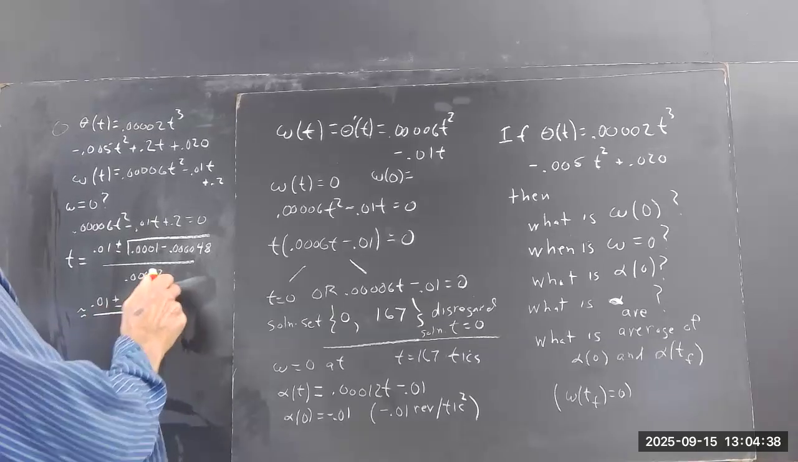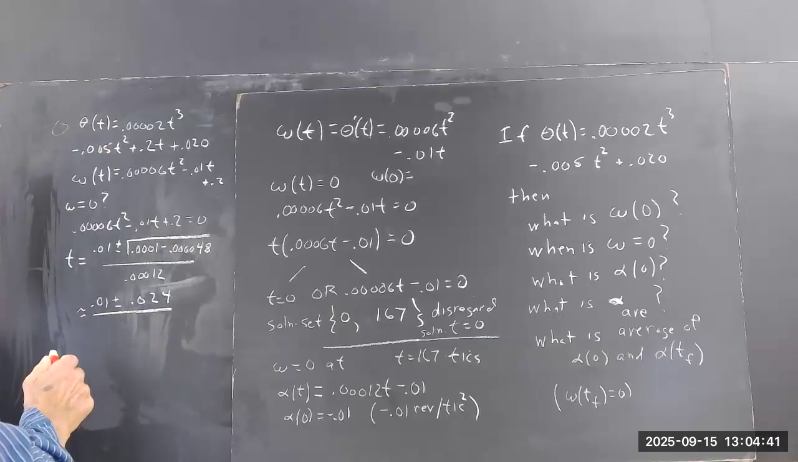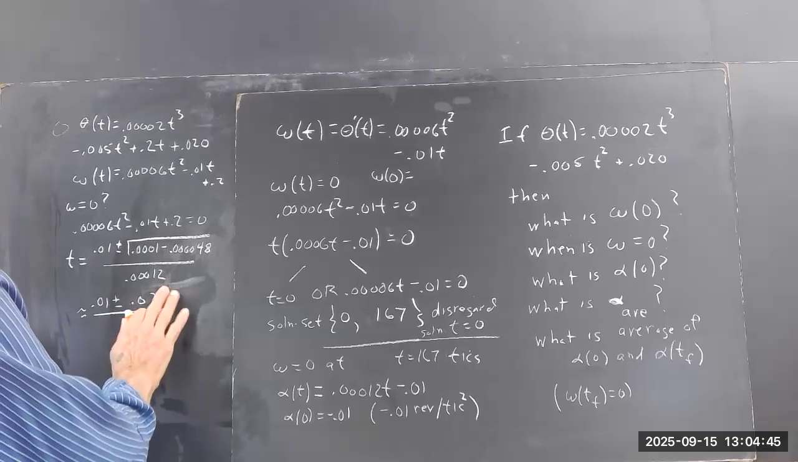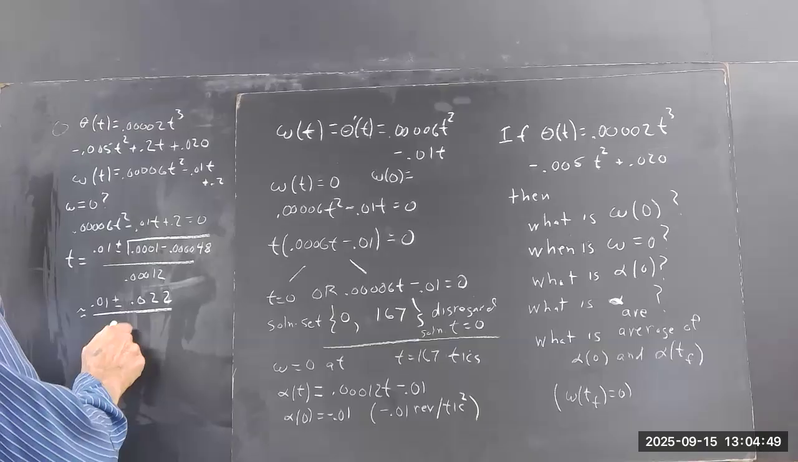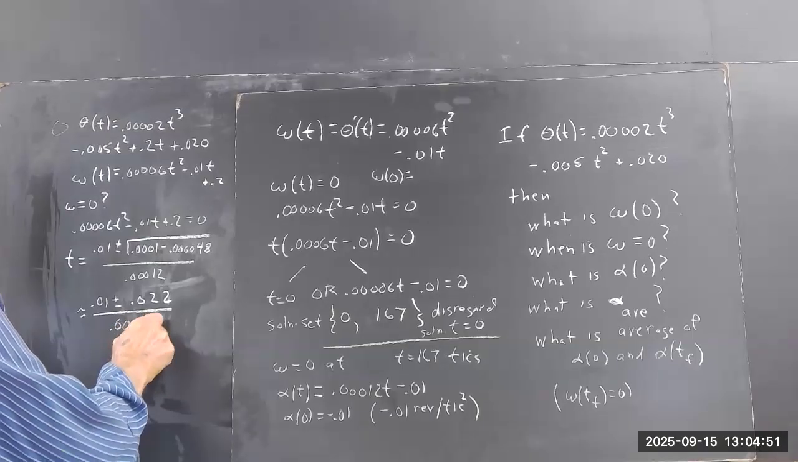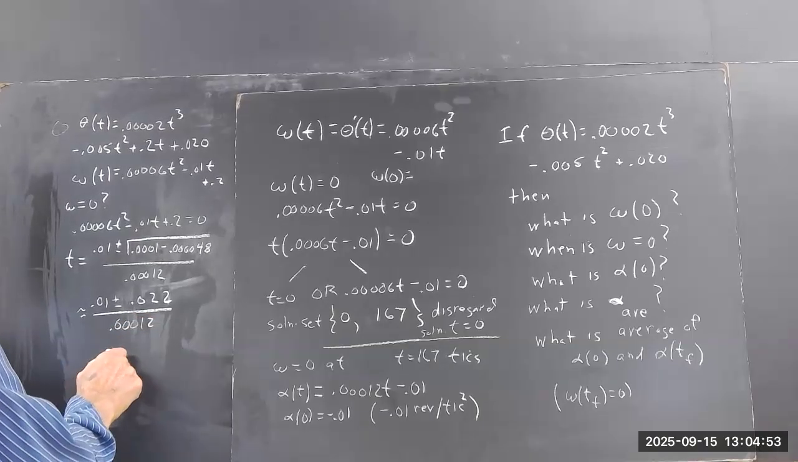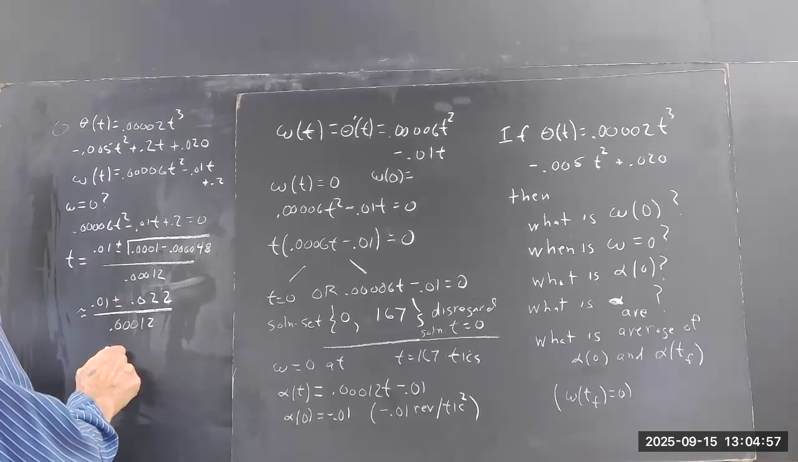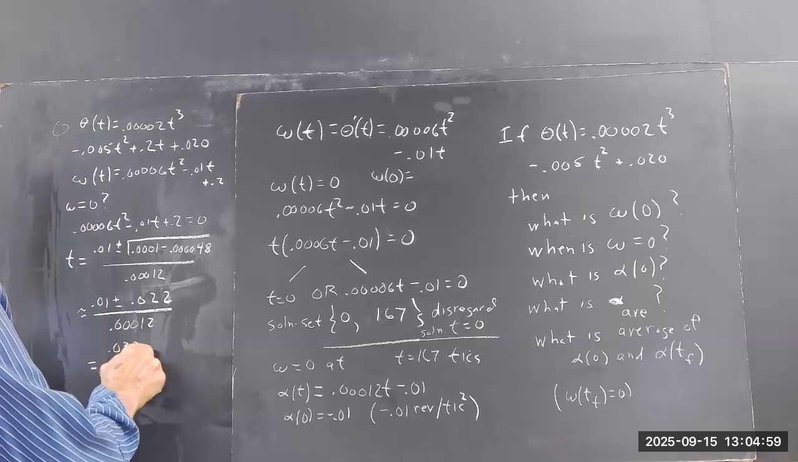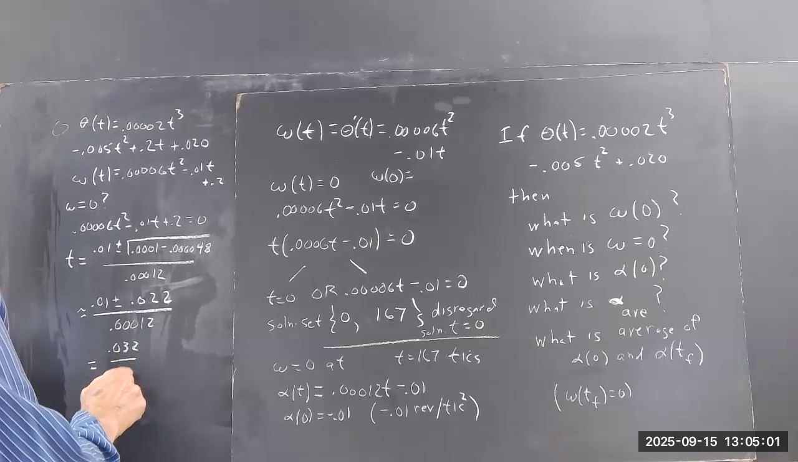Yeah, might be 0.025. No, could be 0.25. It'd be 625. That's too high. 0.022. Over. Okay, the plus is going to give me 0.032.